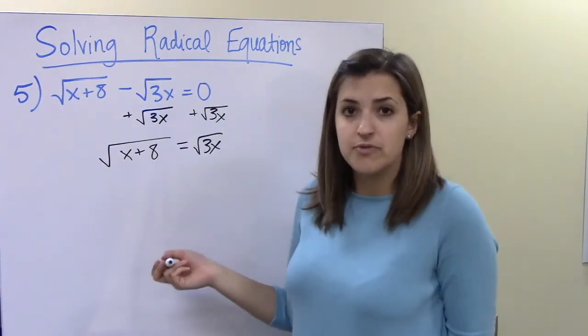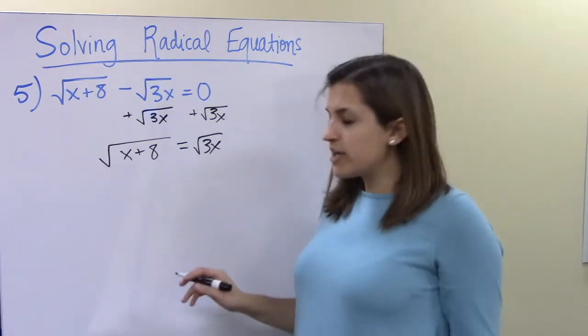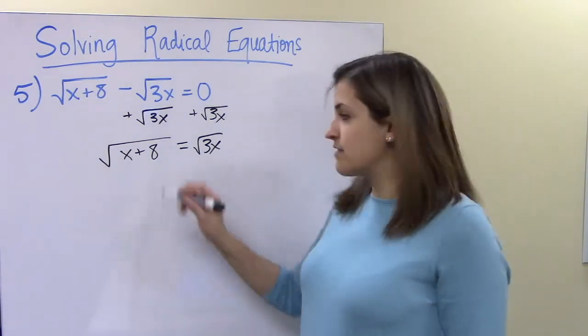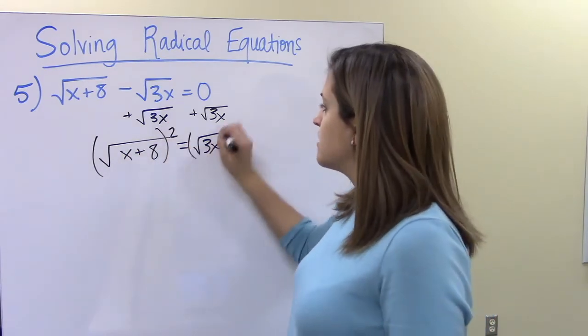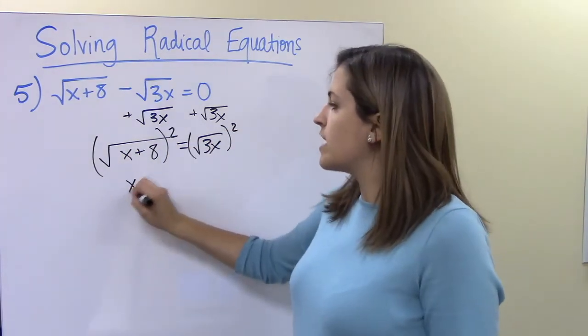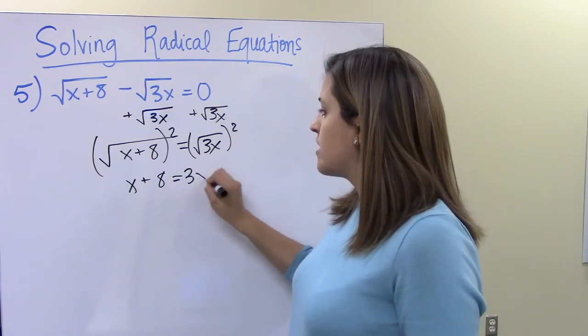Here's something we haven't seen before, square roots on both sides. Don't freak out, we just have to square it like the last time. So we're going to square both sides, and these square roots will disappear. We'll get x plus 8 equals 3x.